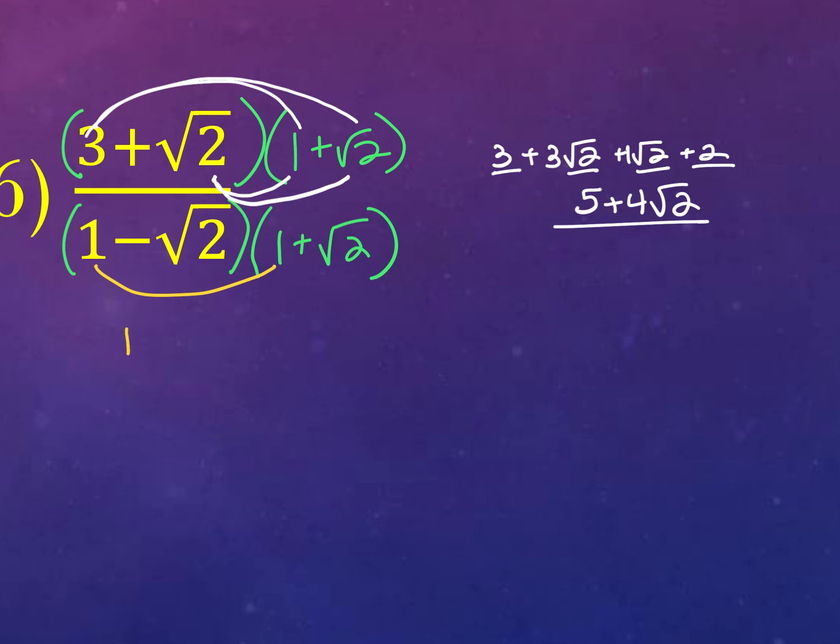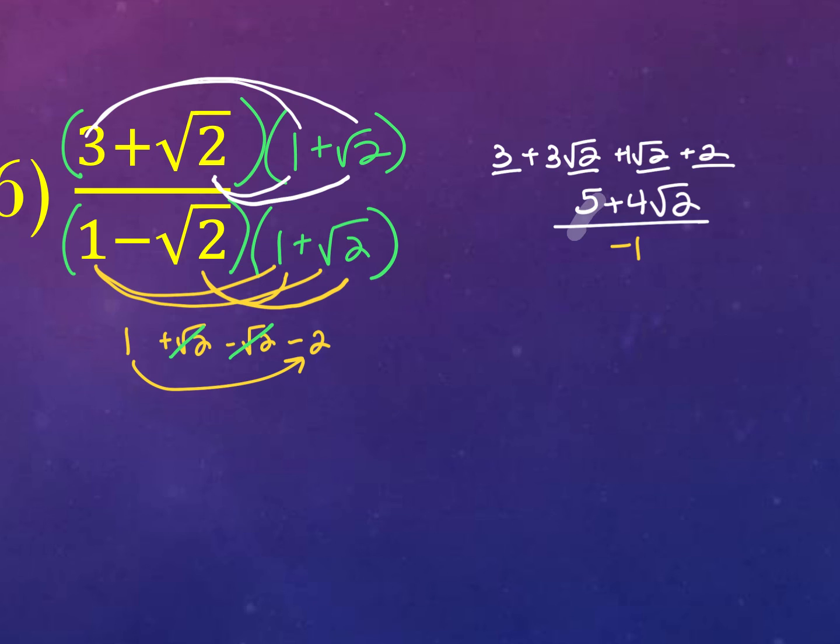1 times 1 is 1. 1 times root 2 is root 2. Negative root 2 times 1 is negative root 2. Negative root 2 times positive root 2 is negative 2. And like it's supposed to, the positive root 2 and the negative root 2 are going to cancel out. 1 minus 2 is negative 1.